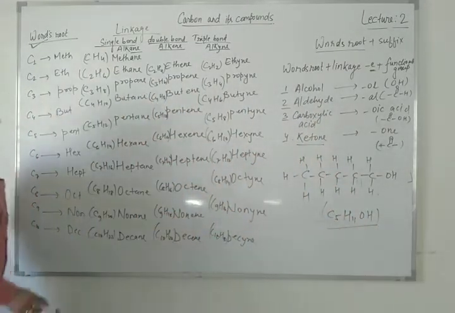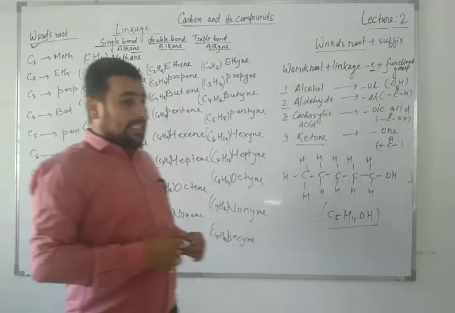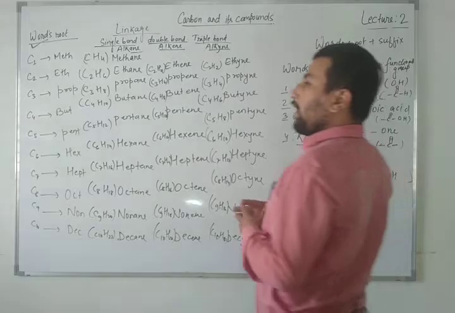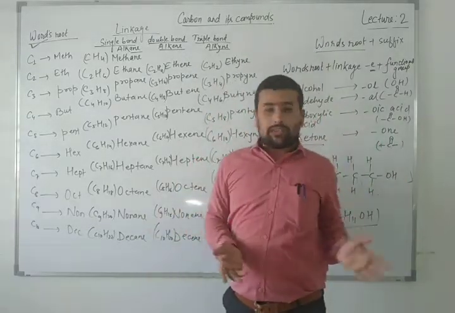C5H11OH. This is the chemical formula of pentanol. If you want to write the IUPAC name, first of all, the names of the compounds in a homologous series are based on the name of the basic carbon chain modified by a prefix before or a suffix after. Prefix and suffix, in Hindi, are called upsarg and pratyay. In English, prefix and suffix.